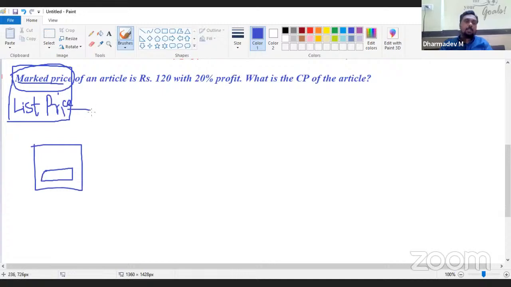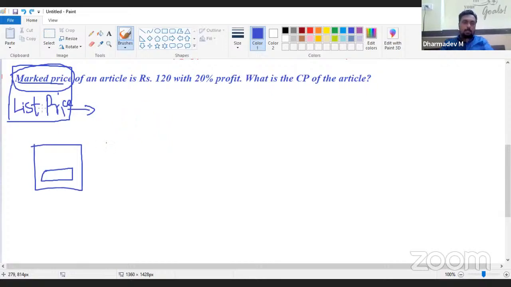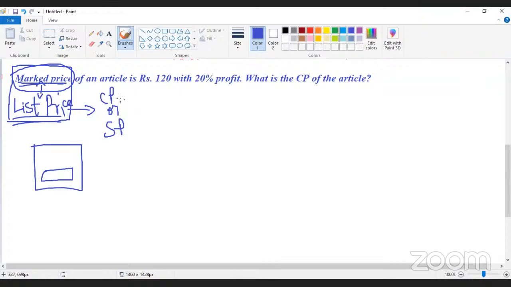List price means I have different items. Let's take a computer, a keyboard, a CPU, a mouse and a speaker, and all these are individually priced, and together a total value is given. That's called list price. But in your questions, you don't go so detailed. We have to remember the mark price and the list price could act as cost price or selling price.